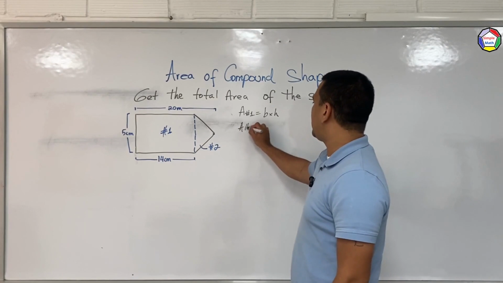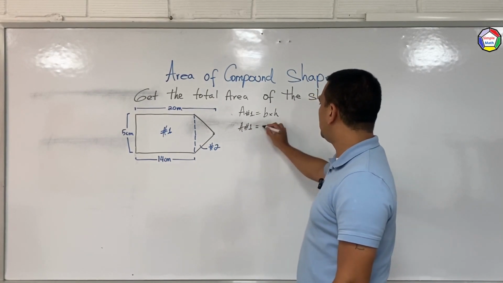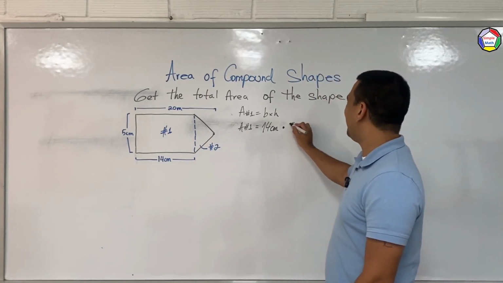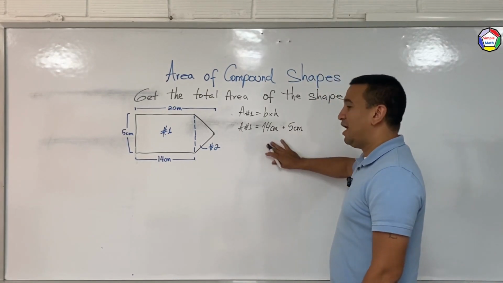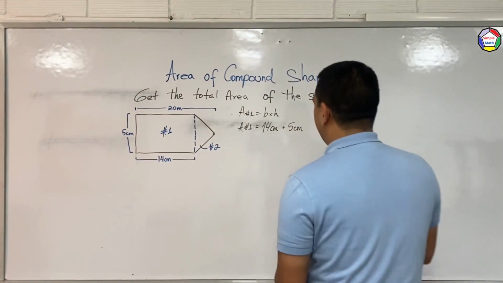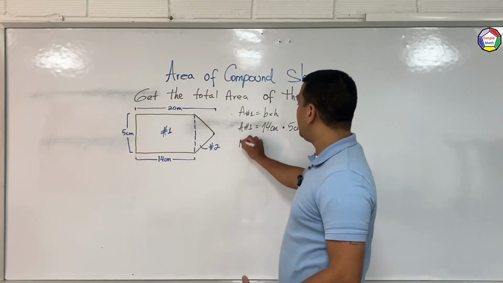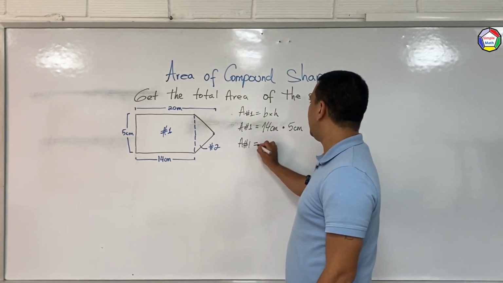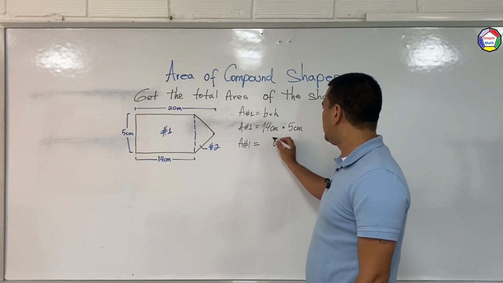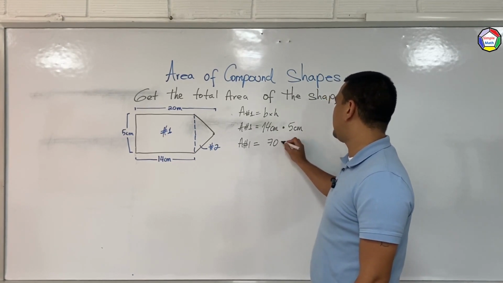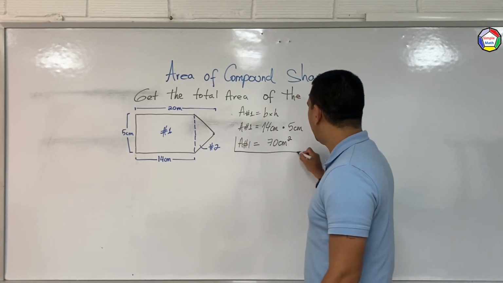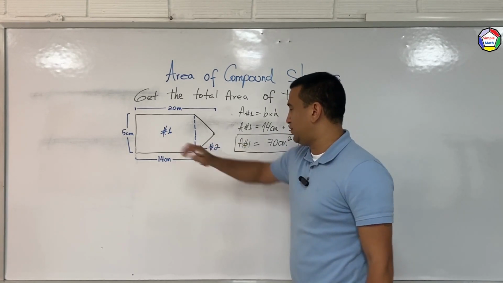The area of the shape 1 is equal to 14 centimeters times 5 centimeters. We can do that by using a calculator, or we can do it manually. 14 times 5: 5 times 4 is 20, we carry 2, is 70. Centimeters times centimeters, centimeters squared. This is the area of the shape 1.